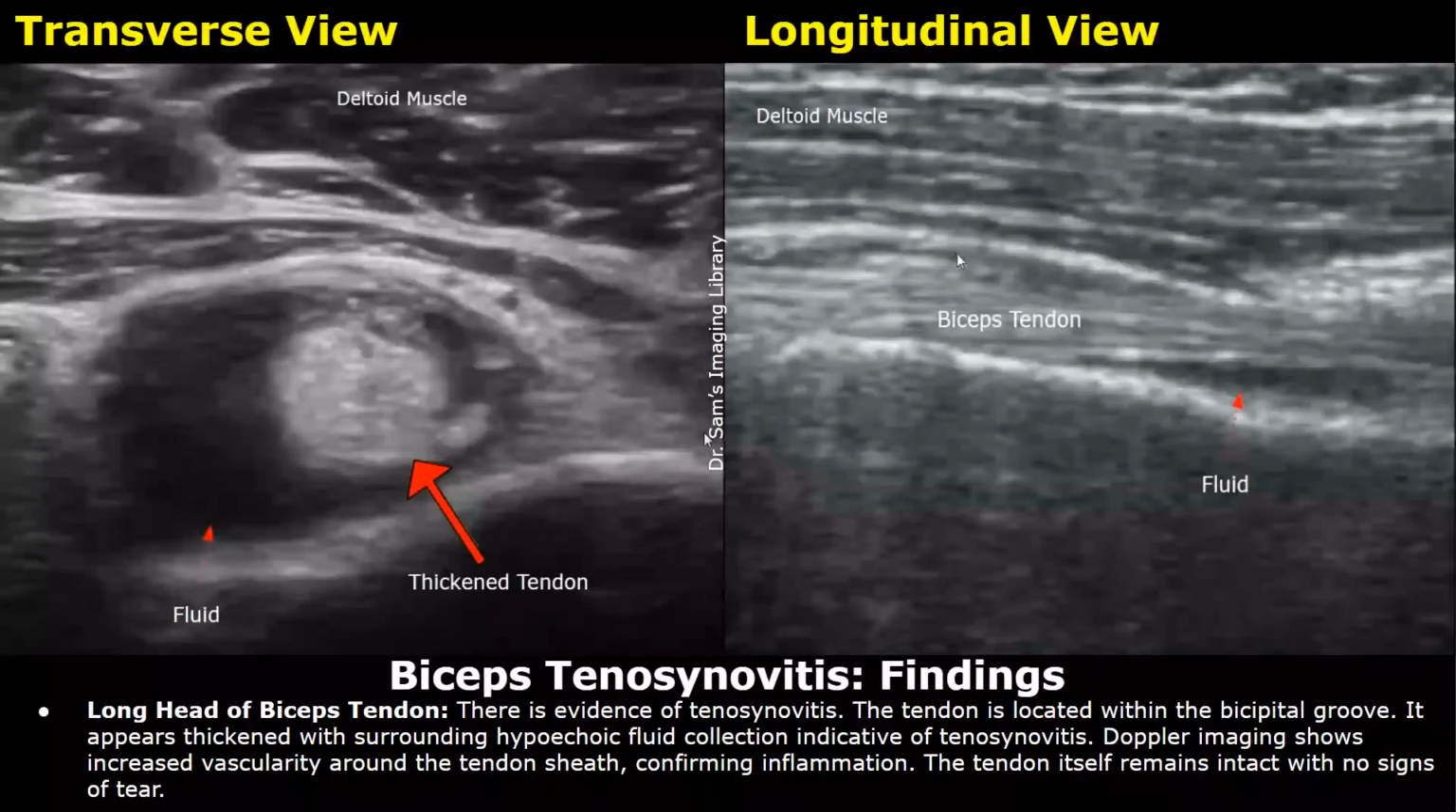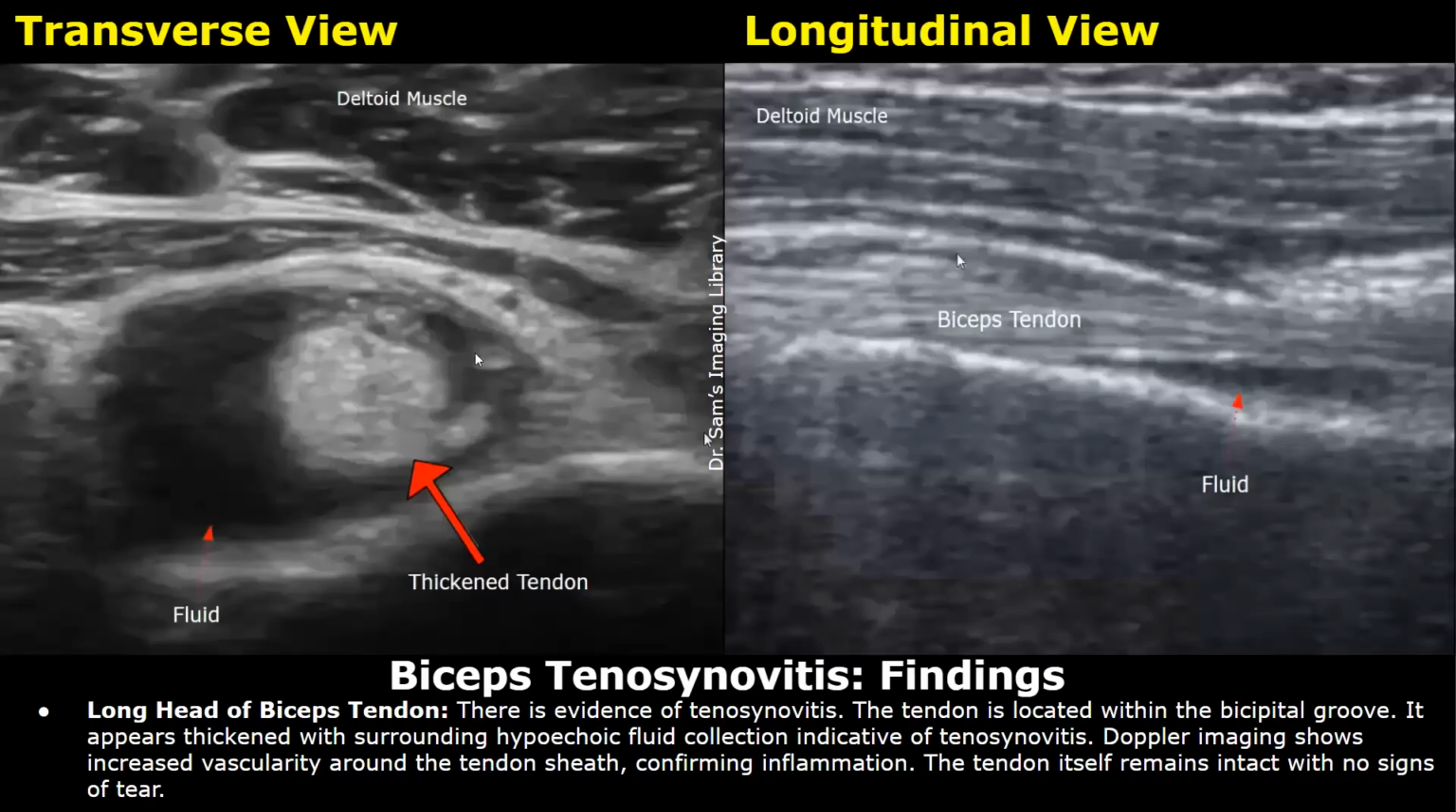This is a report for biceps tenosynovitis. These are the findings. Long head of biceps tendon. There is evidence of tenosynovitis. The tendon is located within the bicipital groove. It appears thickened with surrounding hypoechoic fluid collection, indicative of tenosynovitis.